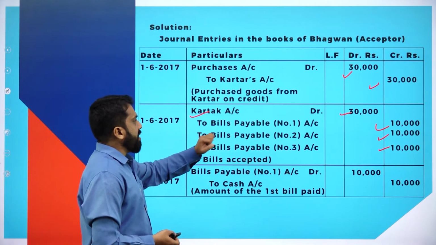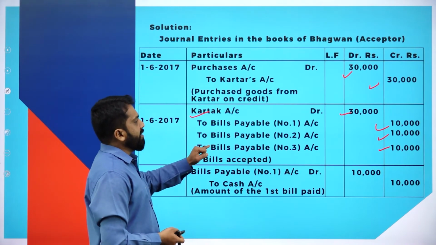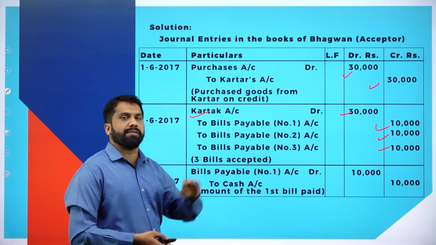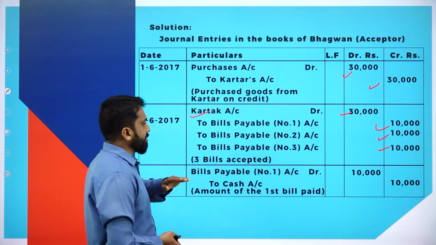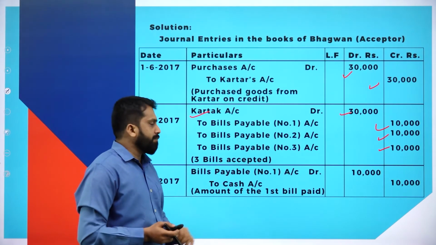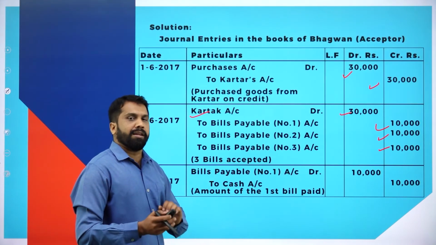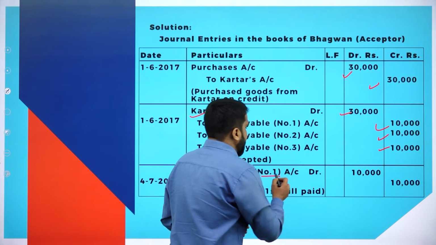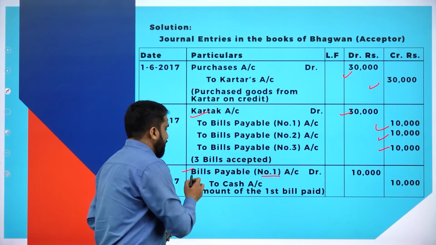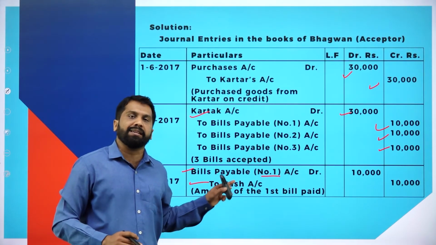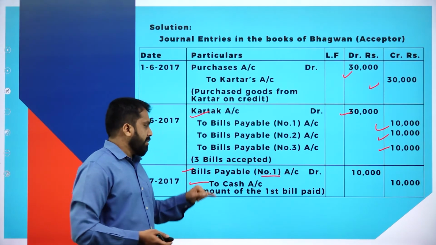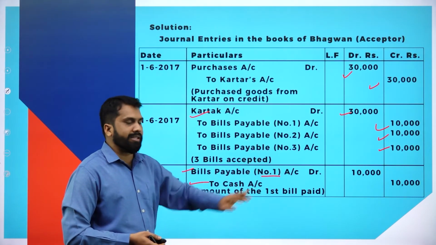We have 3 bills. That's why, instead of bills receivable for the buyer, we call it bills payable. Now, bills payable number 1, bills payable number 2, and bills payable number 3. Total, what is the value? 30,000. Hope you're clear. 3 bills are accepted. Now, we'll go one by one. Bill number 1, what happened? After 1 month, he paid money. Bills payable account debit to cash. It is over. Any doubt?